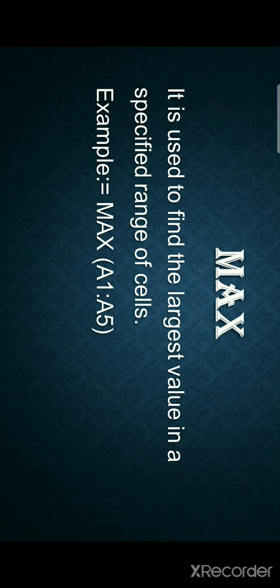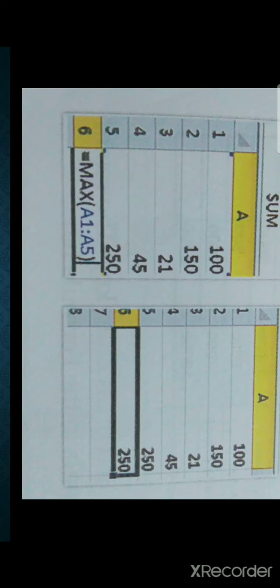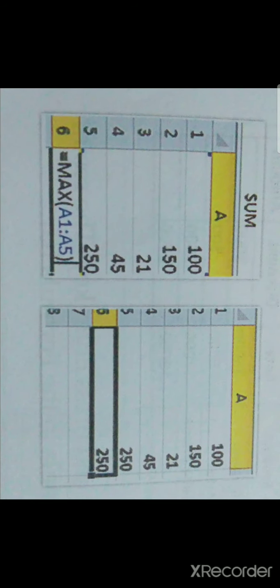Next is MAX. The MAX function is used to find the largest value in a specified range of cells. The example of the MAX function is =MAX(A1:A5), which is shown in the following picture. Here you can see in column A there are the following numbers: 100, 150, 21, 45, 250. If you want to know which one is the maximum number, you have to use the function MAX, which is =MAX(A1:A5), which is equal to 250 in the following example.